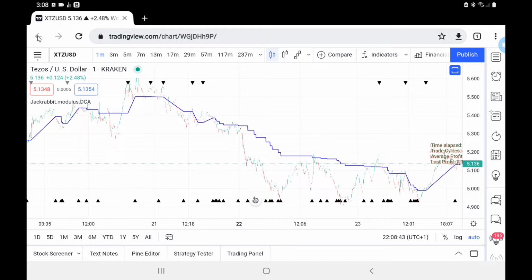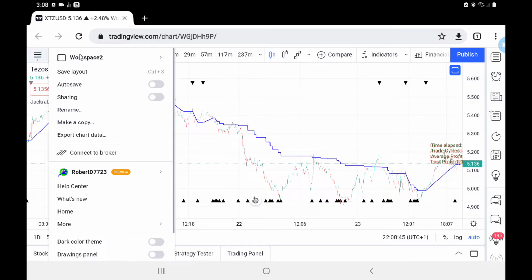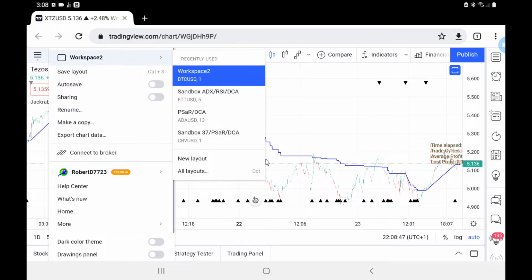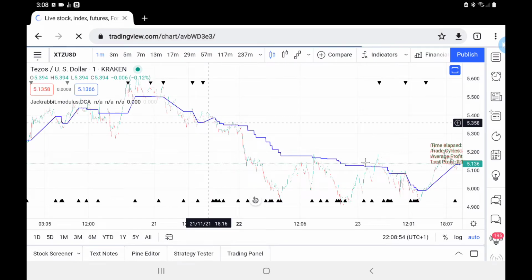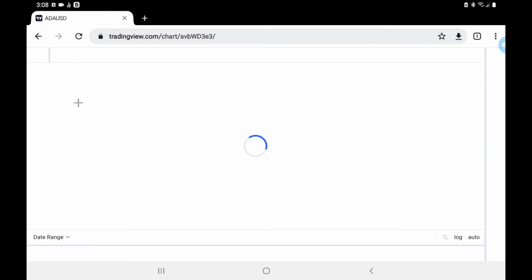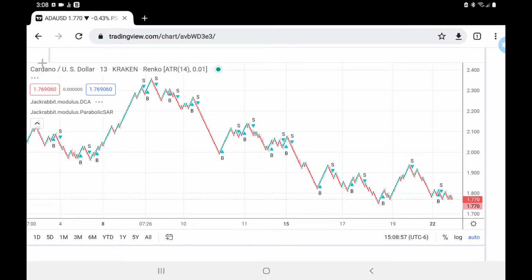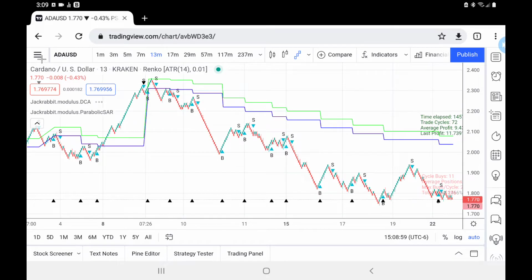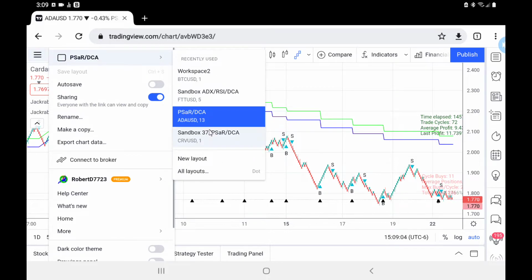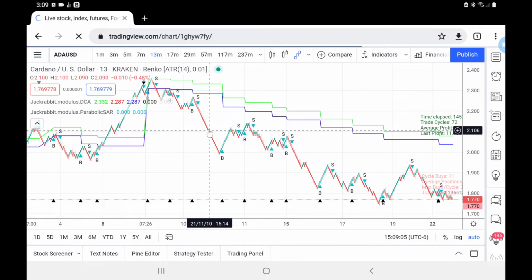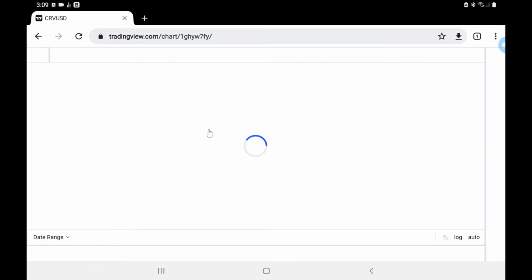Now let's find a recipe. Any recipe will work. Let's go with the one that has been very profitable lately. And we will compare it between Renko and the traditional chart. Okay, I want this one. Clicked on the wrong one.